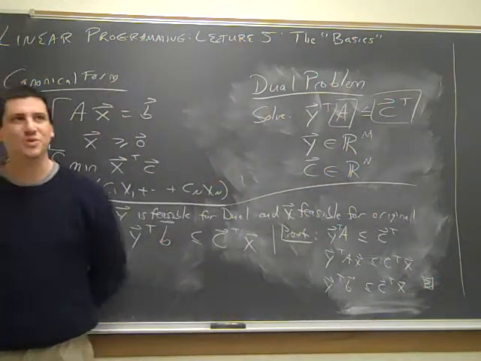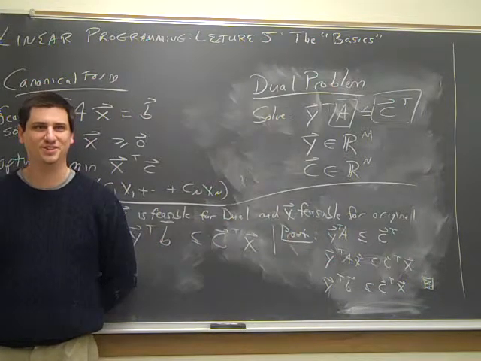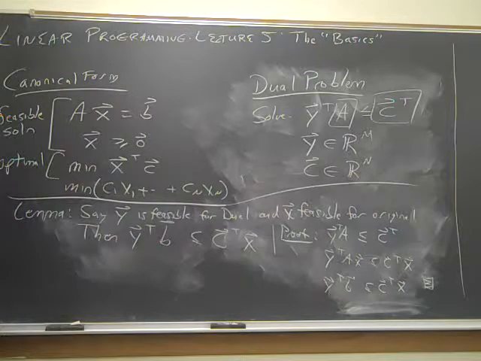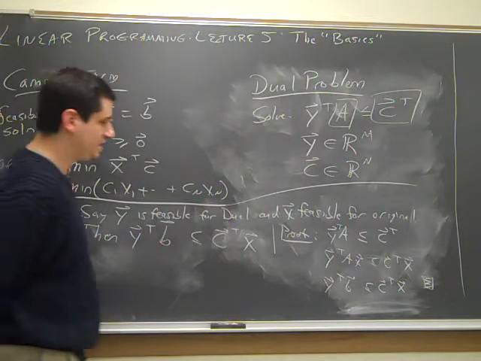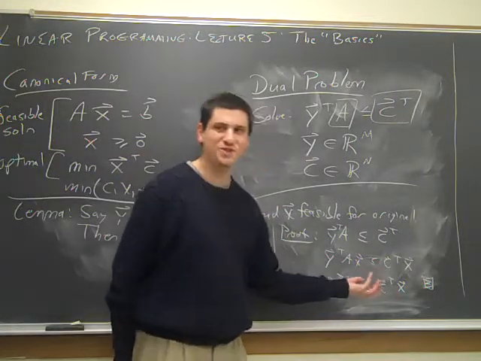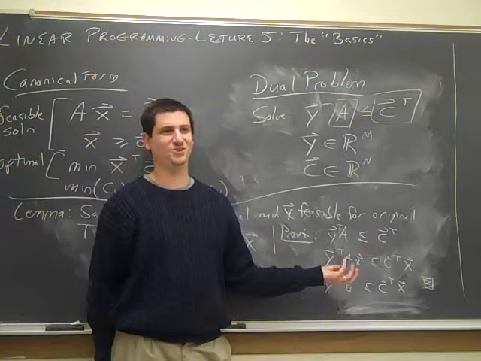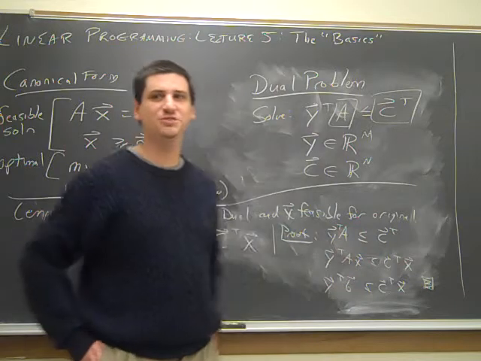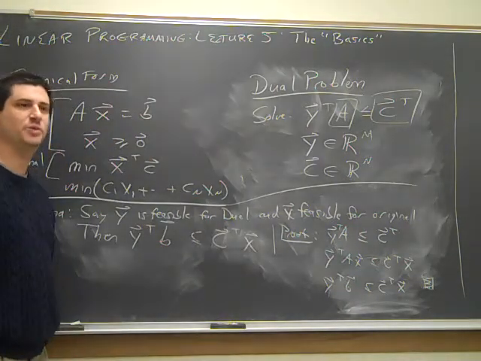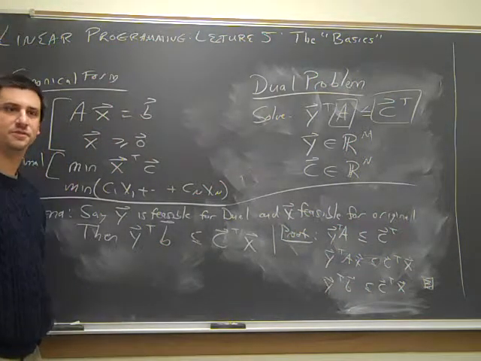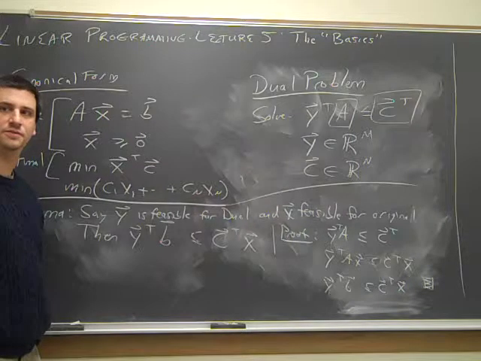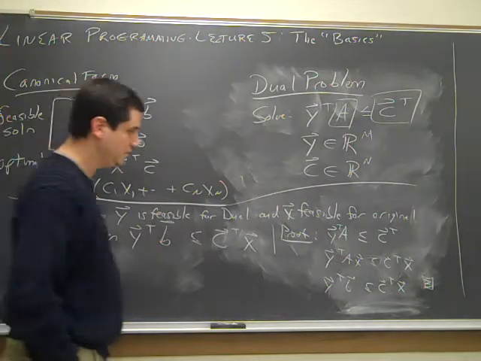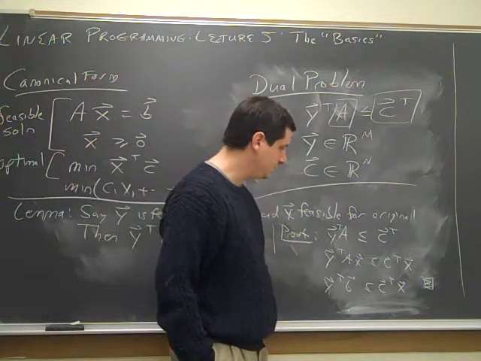This might be the first result we've actually proved in linear programming. Let's see why this is a great result. So does anybody have any sense as to why this is worthy of celebration? Why should we be happy that we've proven Y transpose B is less than or equal to C transpose X? How can this help us? We have some way of relating B to C.